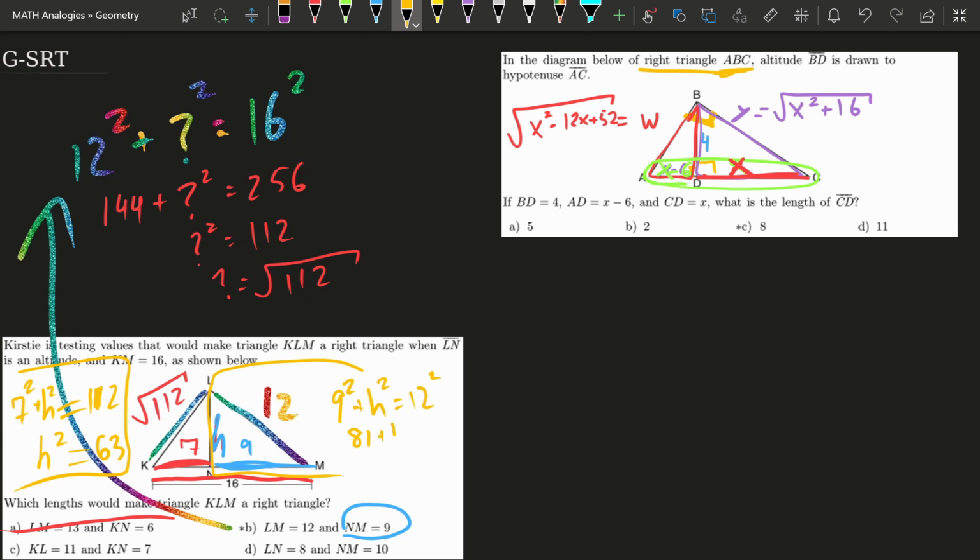So 81 plus h squared equals 144. Let's do that subtraction. H squared is 144 minus 81, which is indeed 63. So we both got 63 left and right, and so choice B is our winner.